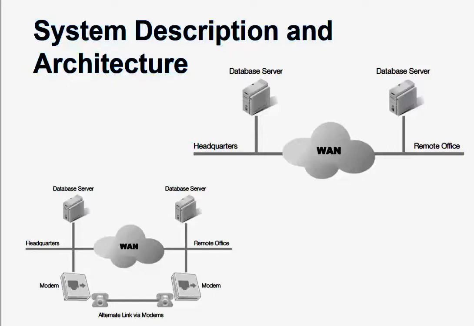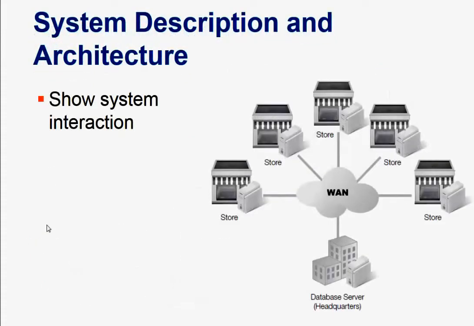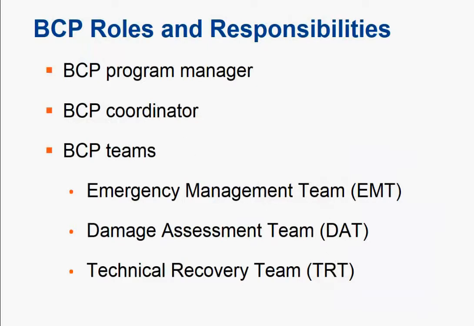Basically the headquarters to remote office, there's the wide area network in between, and both ends have database servers that probably need to be synced. So that way if one outage happens at headquarters, then remote office can take over. Basically, you want to give the system description and architecture, show the system interaction, and basically where it has to take place. You have all the stores here with the servers that link up through the wide area network that goes to the database server and basically back to the headquarters.